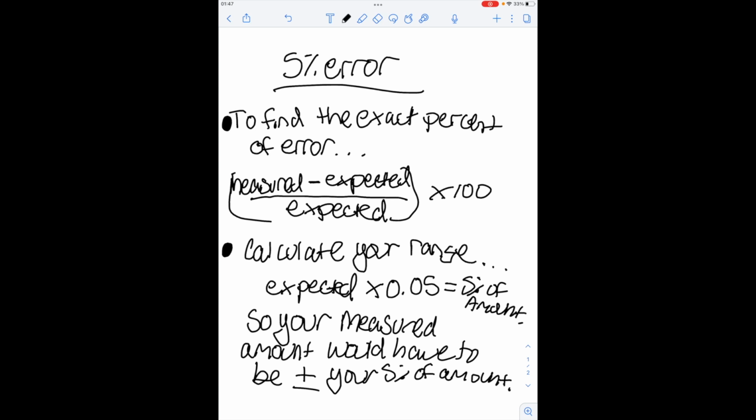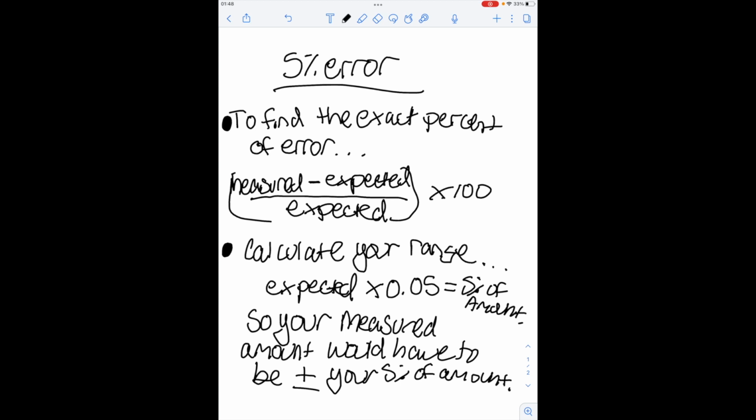So the first way is to find the exact percent of error after you measure something. So this would be every time you're measuring something, you would have to go back and do a calculation. Or you could just calculate your range that you need to be within, which is my preferred method. So first, let's look at calculating the exact percent of error.